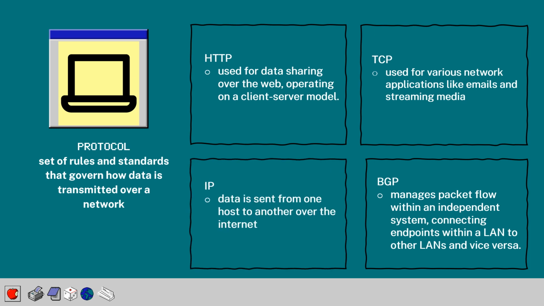Next, IP. For IP, data is sent from one host to another over the internet. Lastly, BGP. For your information, BGP manages packet flow within an independent system, connecting endpoints within a LAN to other LANs and vice versa.